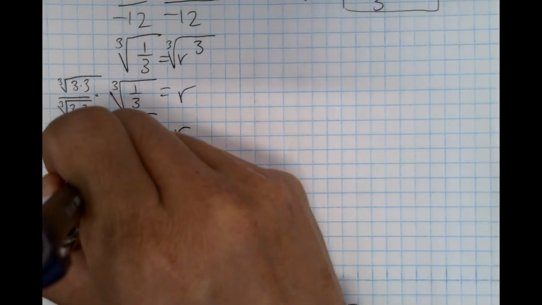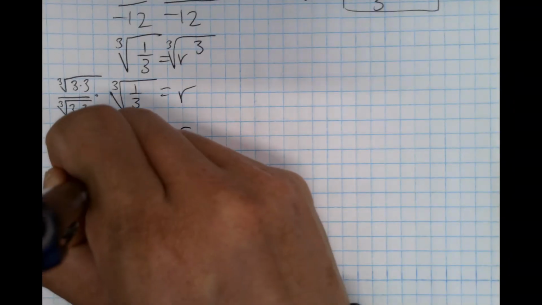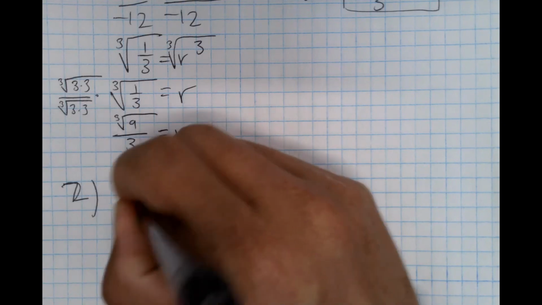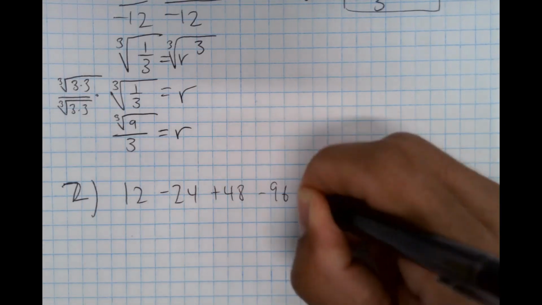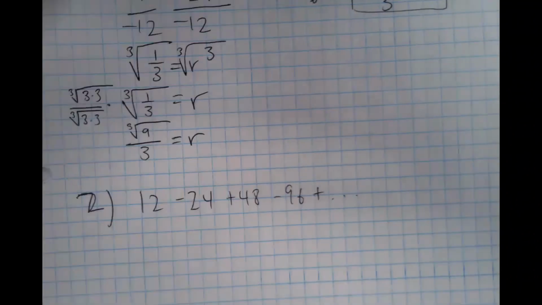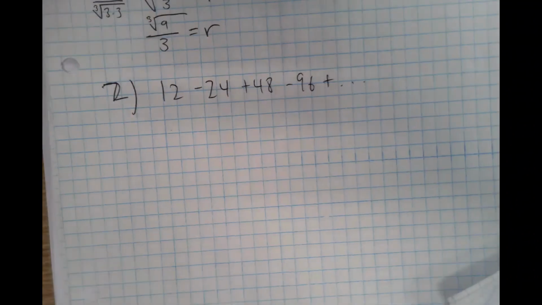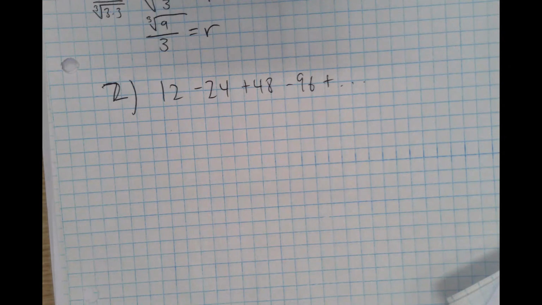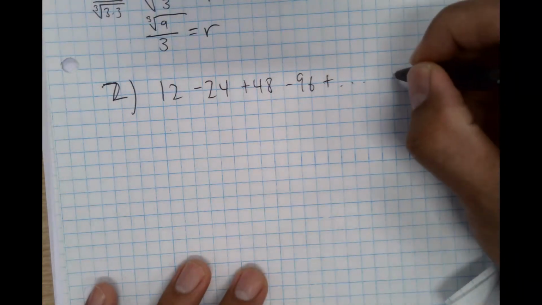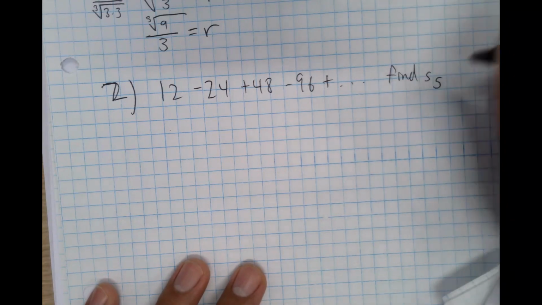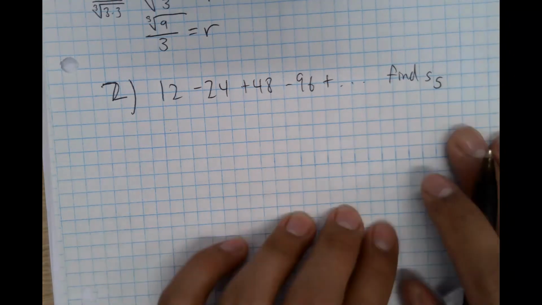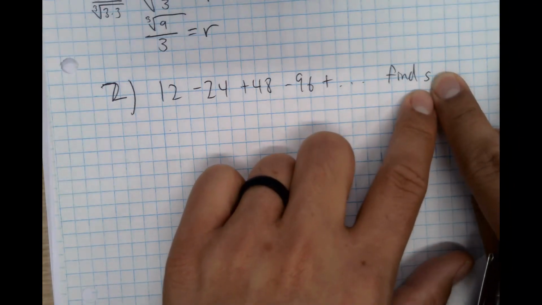So number 2 on that same page, you have 12 minus 24 plus 48 minus 96 plus ... and it tells us to find the sum of this. Okay, the sum, it tells us S5. Okay, so I know how confusing this is. So this is an S, and this is a 5.